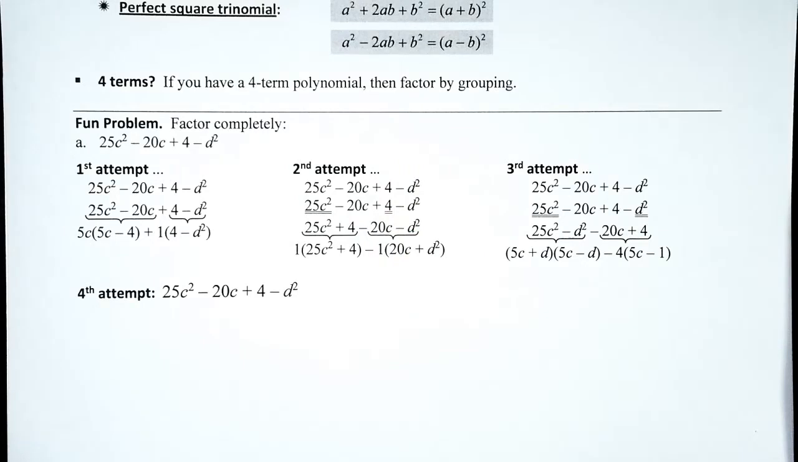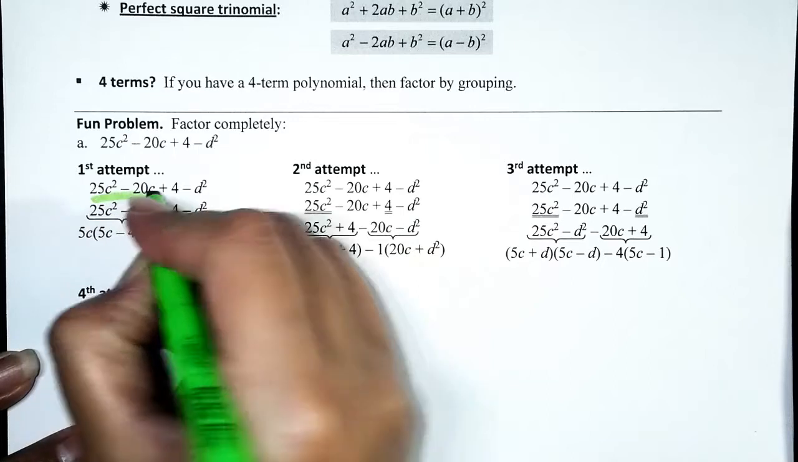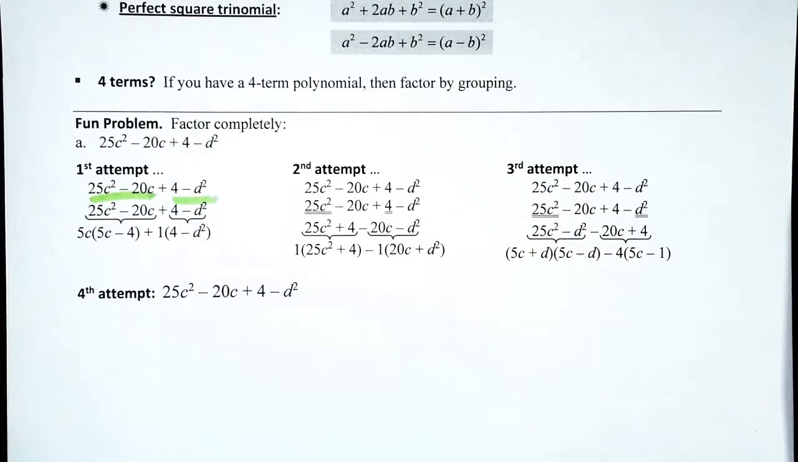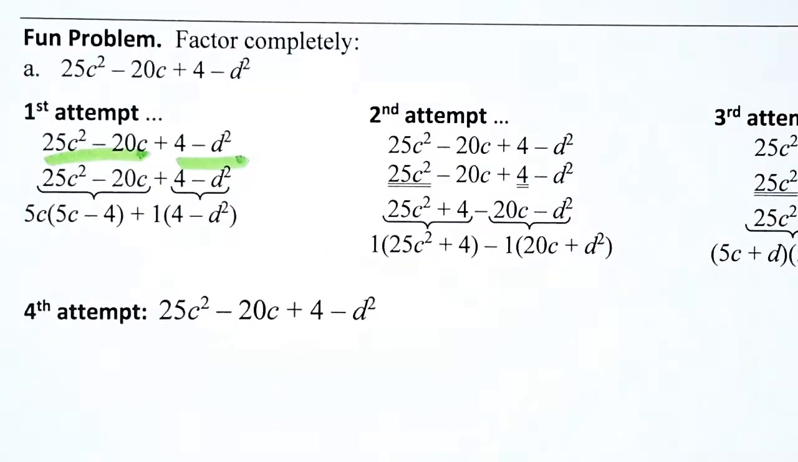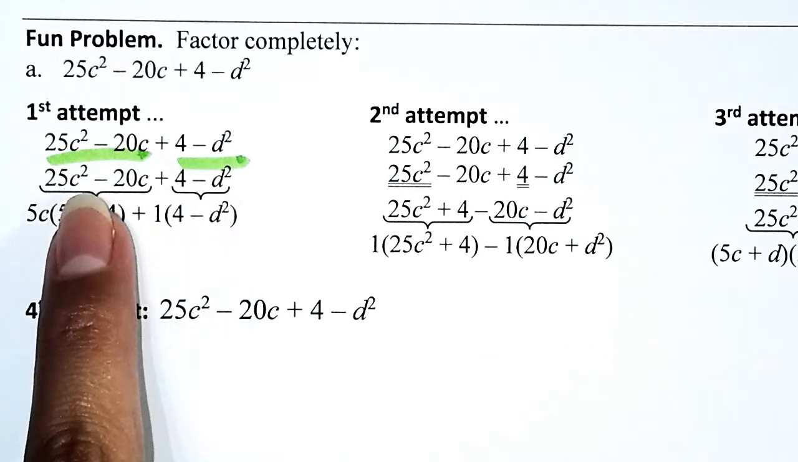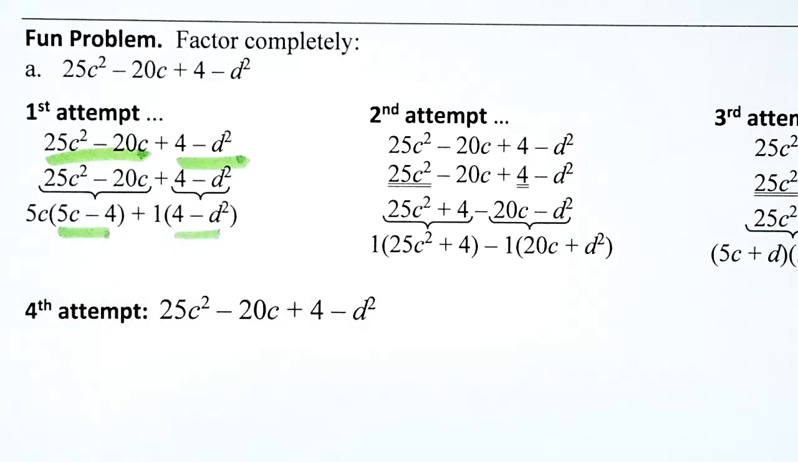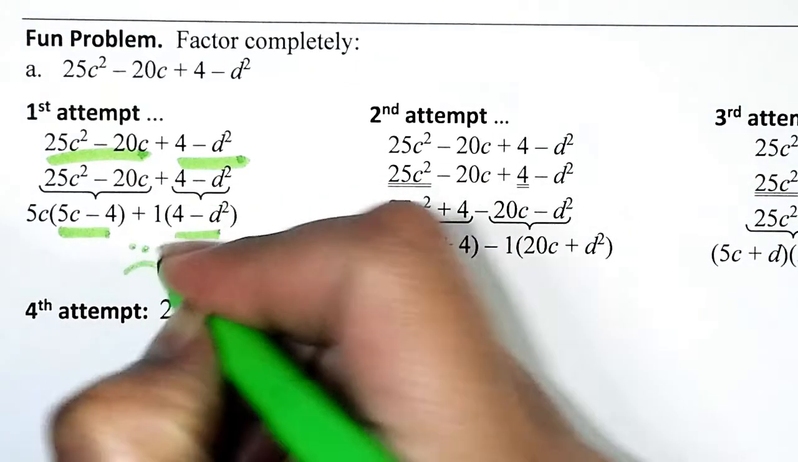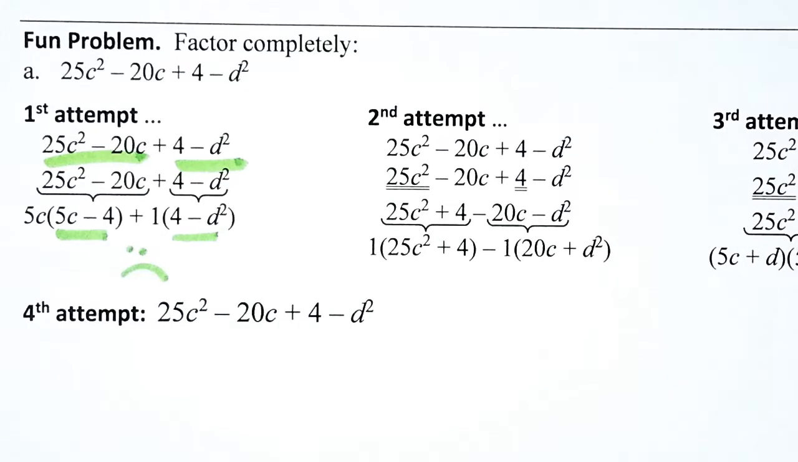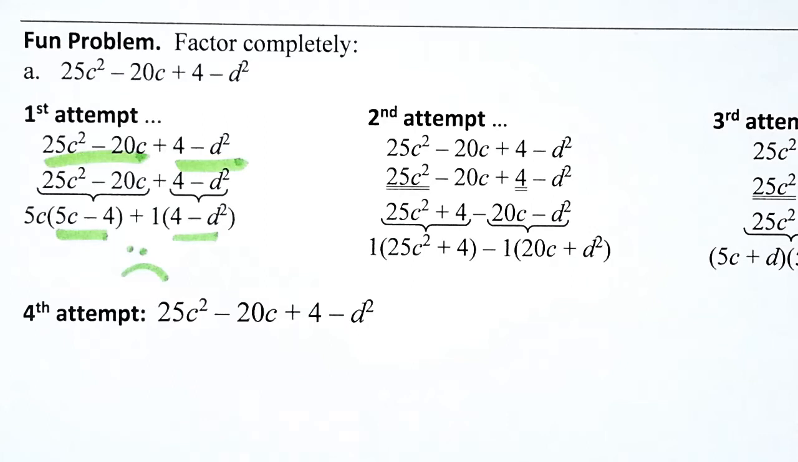If we have a 4-term polynomial, we're going to factor by grouping. The procedure usually goes like this. We're going to group the first 2 terms, group the last 2 terms, take out the GCF from each team, and then hopefully the binomial factors match. But in this case, they don't. So usually we group the first 2 and the last 2, but sometimes that doesn't work. Sometimes we just have to group it differently.